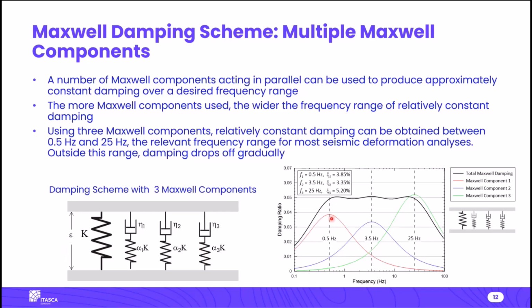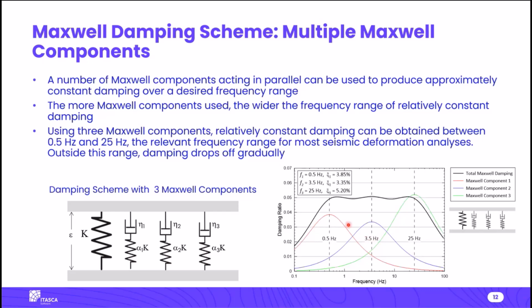So for this example, we've got 3 Maxwell components, and that can give you relatively constant damping between, say, 0.5 hertz and 25 hertz. And for our particular analyses, that's the relevant frequency range for most seismic deformation analyses. Outside of that range, damping gradually drops off. It's interesting, that's almost opposite to what Rayleigh damping does. Rayleigh damping goes to very high damping outside the relatively constant damping range.